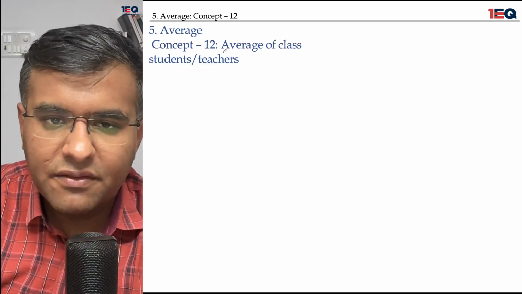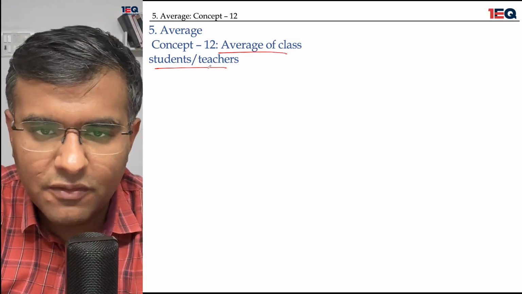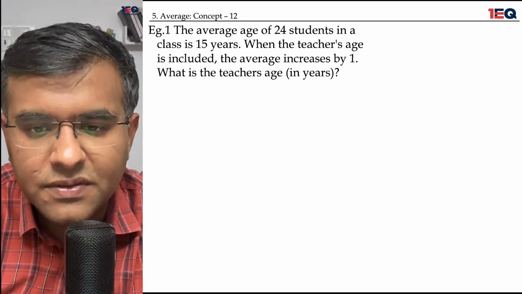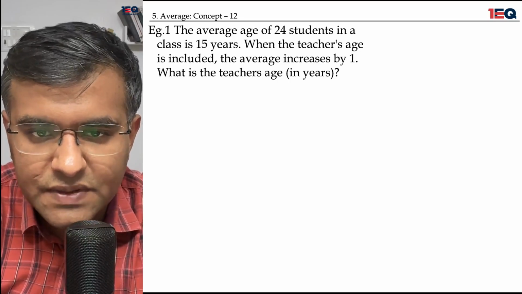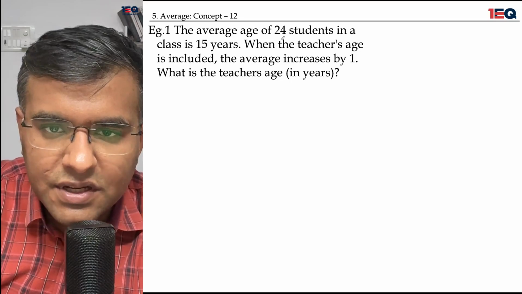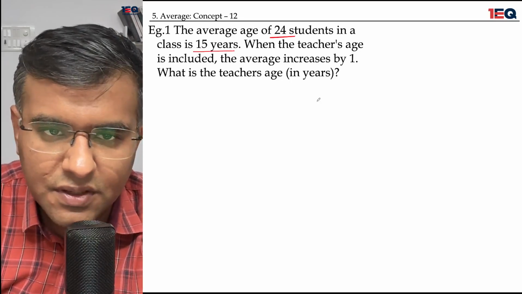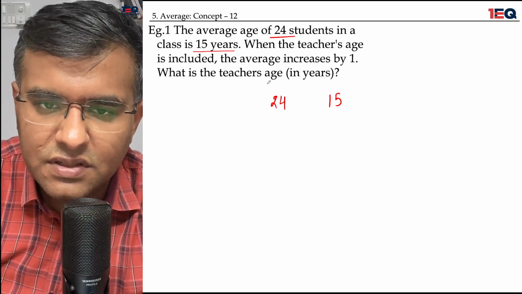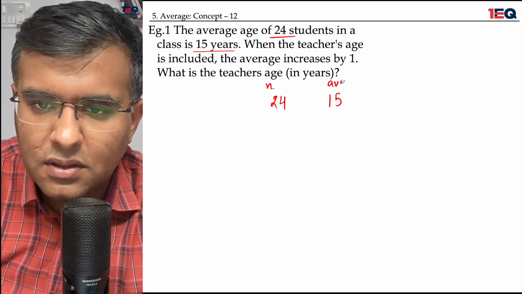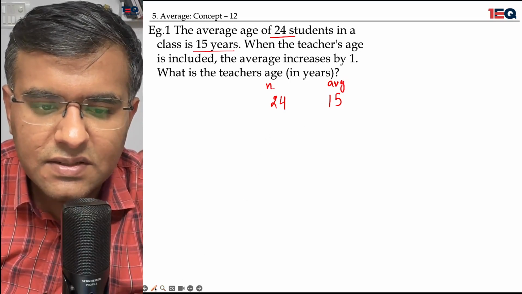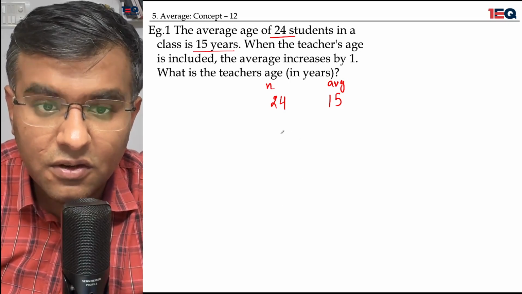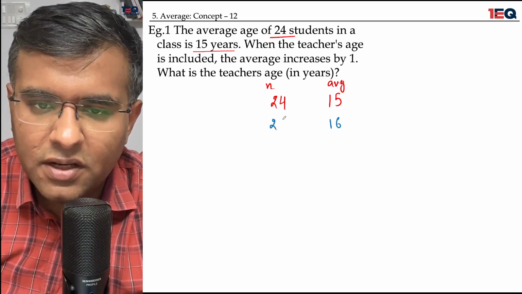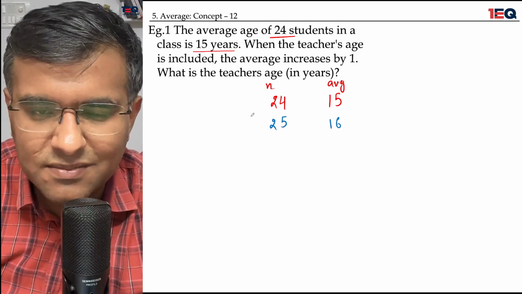Moving ahead. Average of class or students or teachers. I've already talked about it. The inclusion or exclusion concept, or the entry or the exit of some person. The average age of 24 students in a class is 15 years. So there are 24 students and 15 years is the average. This is n and this is average. When the teacher's age is also included, what is the teacher's age? We need to find that out. The average is increasing by 1. That is why it is becoming 16. And the number of people in the classroom is also increasing by 1.